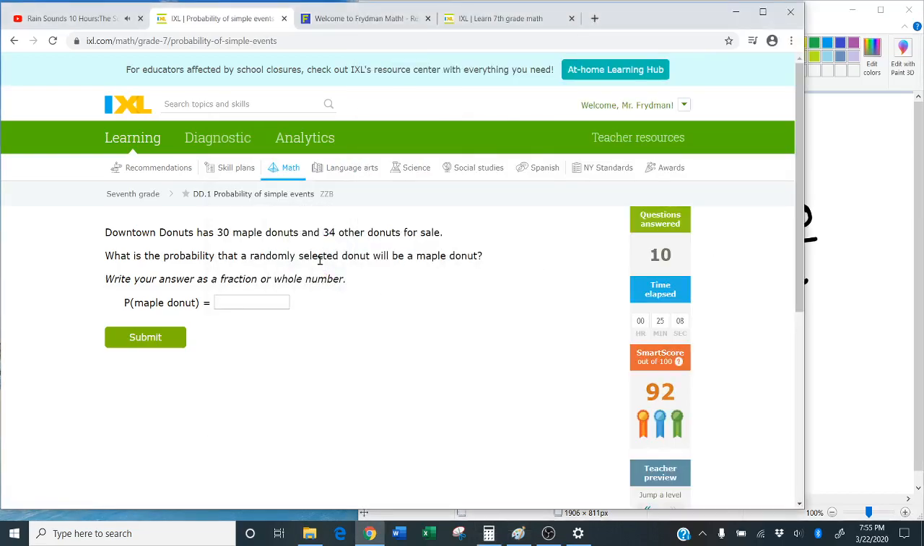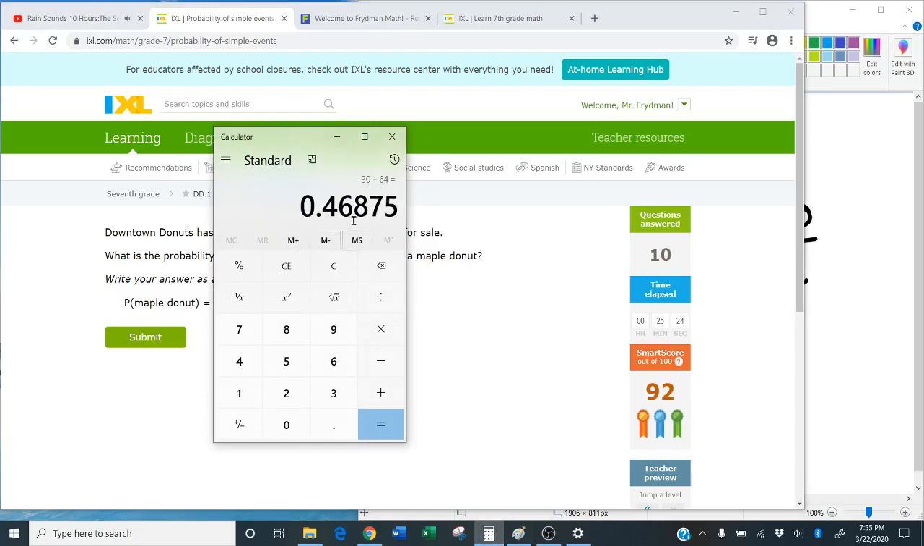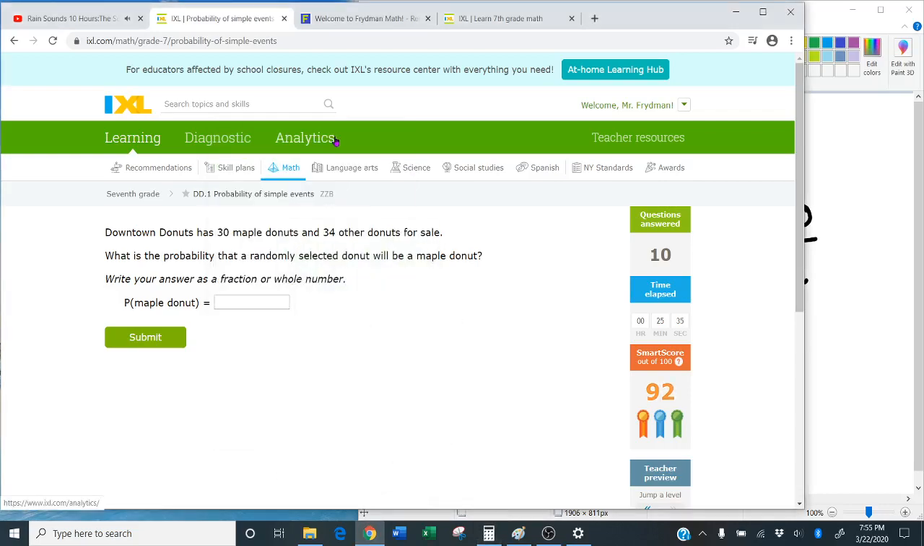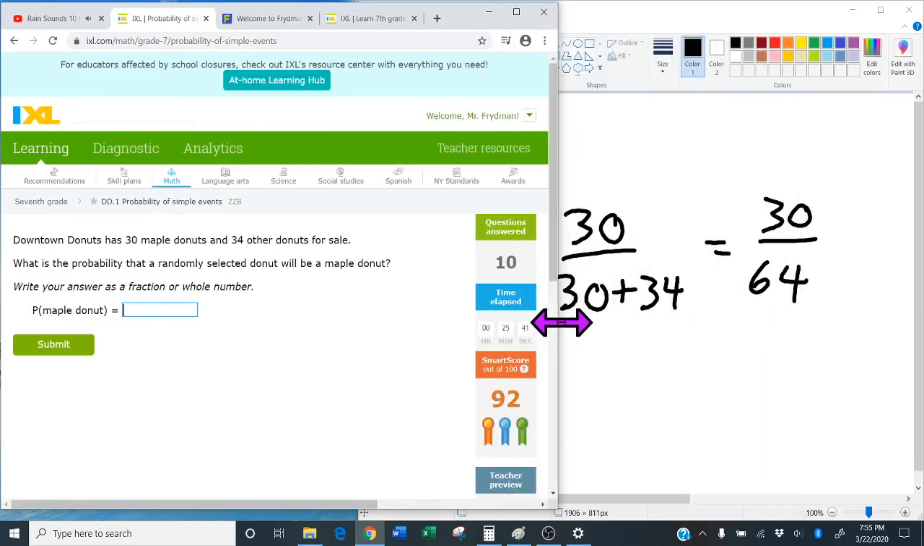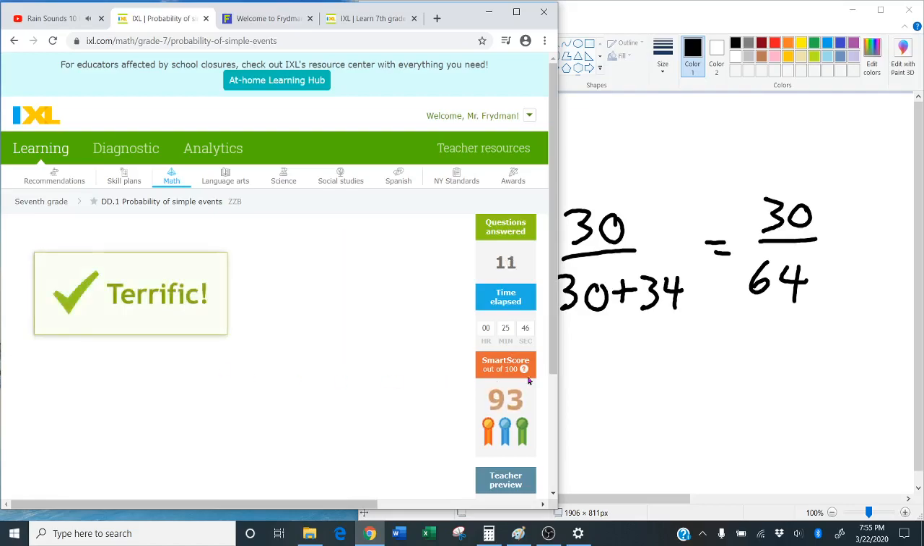Meaning if I just randomly pick a donut, who does that? Do you ever go to the donut store and randomly pick a donut? No. You know what you want, right? Well, anyway, if you're crazy and you go to the donut store and you randomly pick a donut, then this is telling us we will probably not get the donut that we want because the odds of getting that donut is a little bit less than 50%. So we probably won't get the donut that we want, but we might. So a better idea is to just order what we want, right? So 30 over 64. All right.